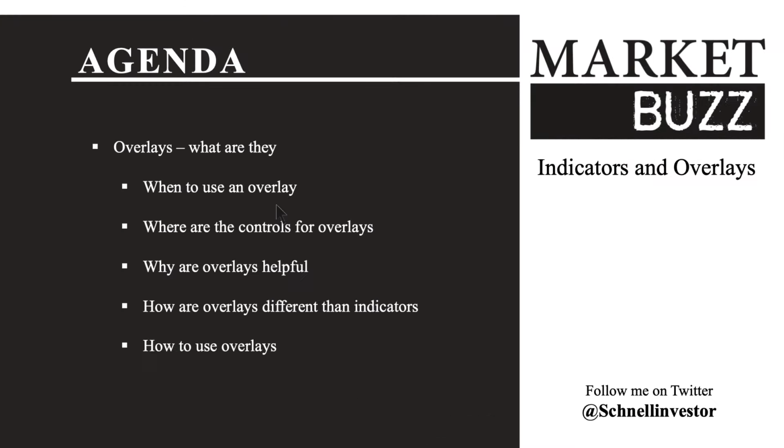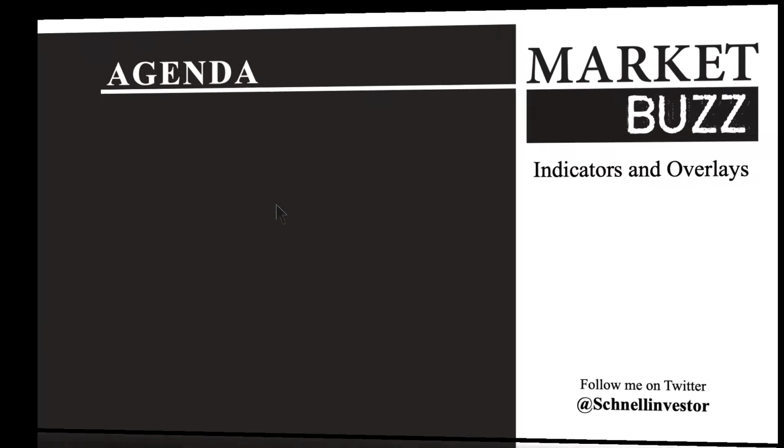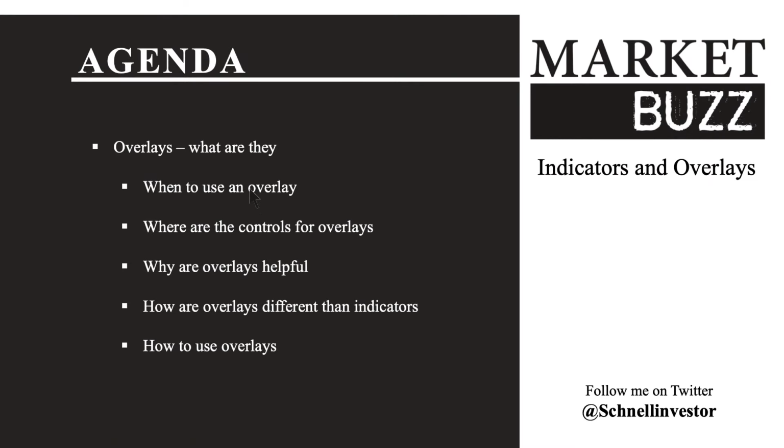Yeah. What I want to show here is, when to use an overlay: it's when you want it to be on top of the price, not above or below. Where are the controls for overlays? Well, they're between chart attributes and above indicators. And why are overlays helpful? Well, you can use them to show support and resistance, like we did with that Keltner band, or for Bollinger Bands, it could be you're at an extreme, either direction. And again, overlays cover the price or ride on the price, whereas indicators are calculated from price, but they're typically put above or below in a separate panel.